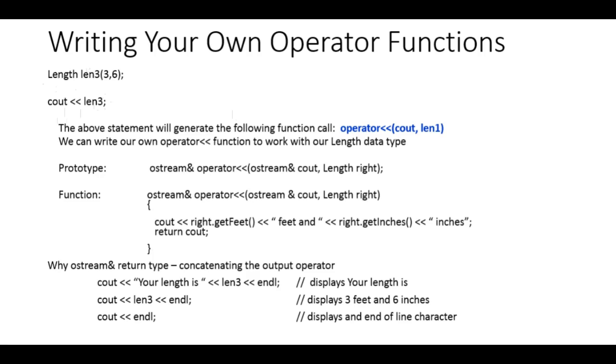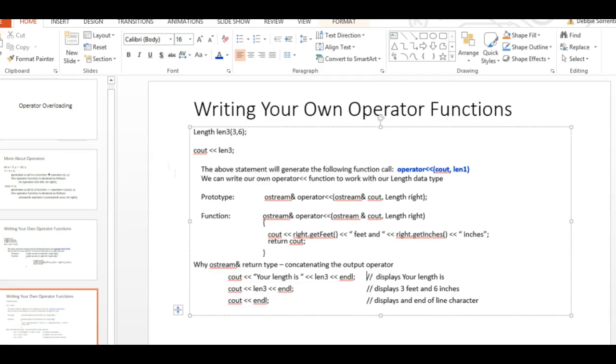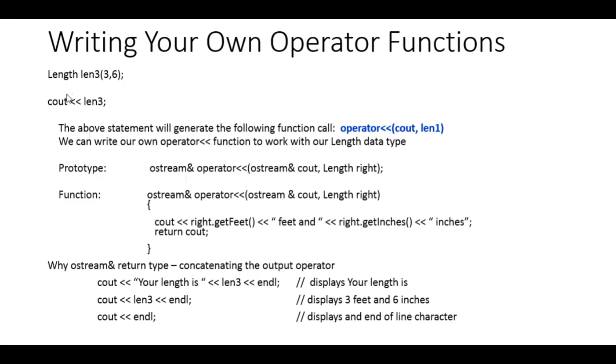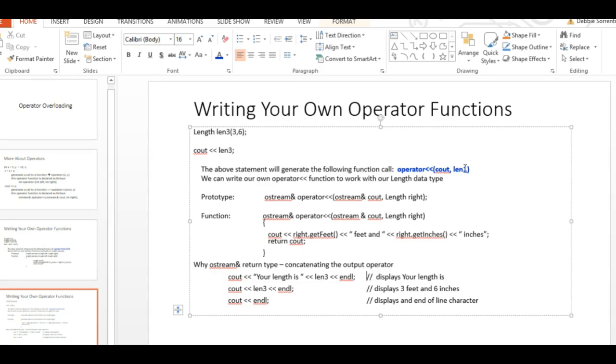What would be nice is if we could just output these length variables the same as we output everything else. So if we had this cout statement in our program, it would generate a function call that looks like this: operator, followed by the output operator. It would pass in the left parameter, which is cout, and the right parameter, which is length3. Sorry, that should be length3.